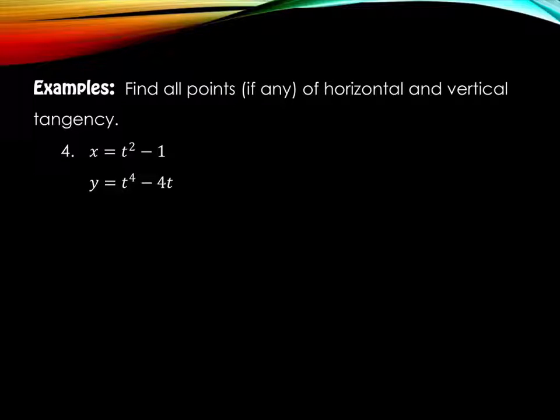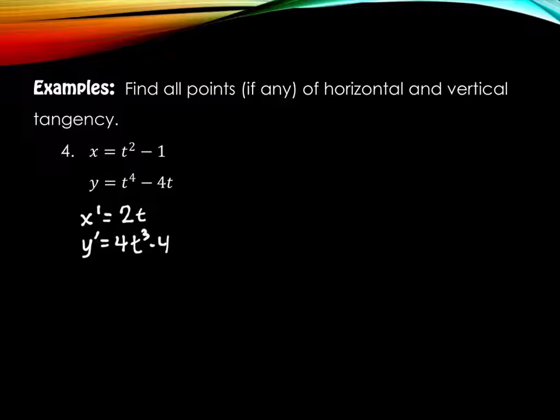Number 4. So we're going to find all points, if any, of horizontal and vertical tangency. Okay? So all the problems that are talking about tangency, we're doing derivatives. So we're going to start by doing the derivative here. What is the derivative of x? 2t. And the derivative of y? 4t cubed minus 4. Excellent. Everybody good?